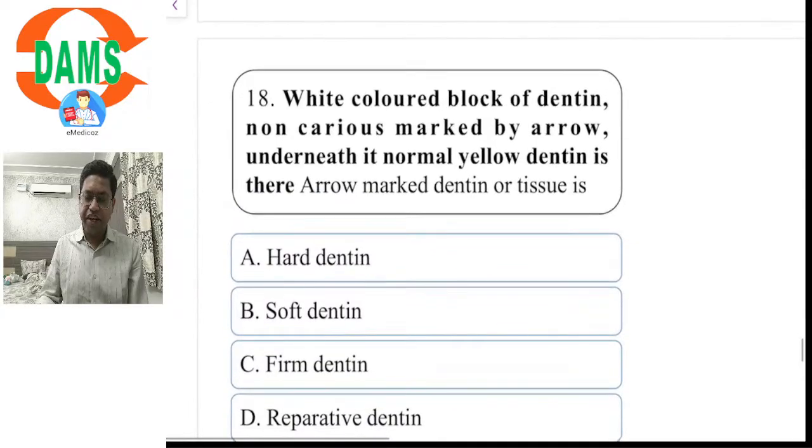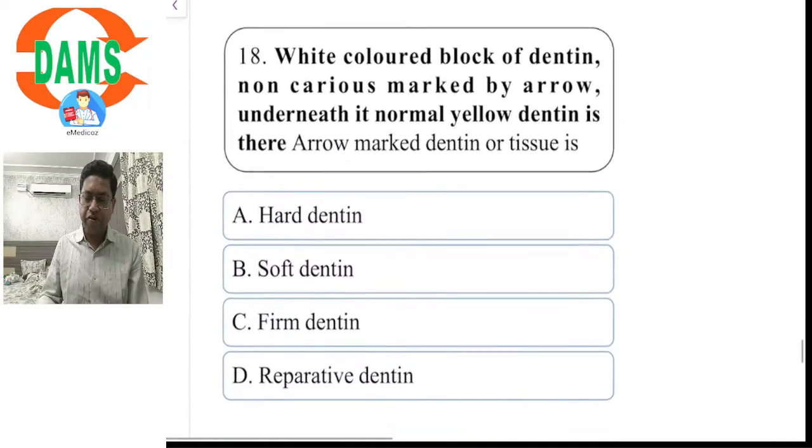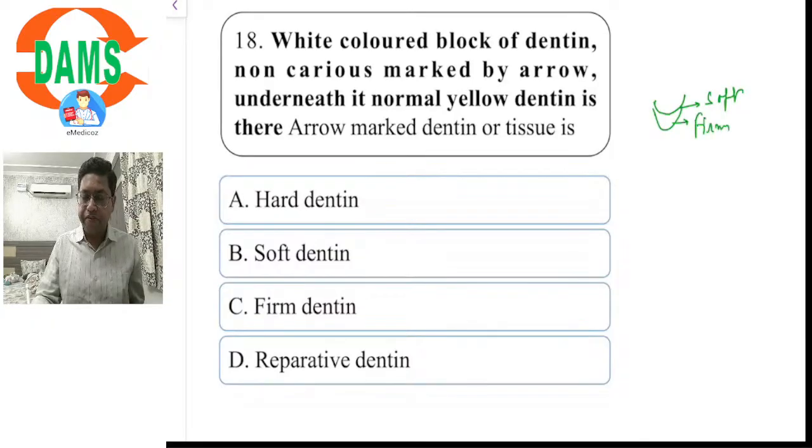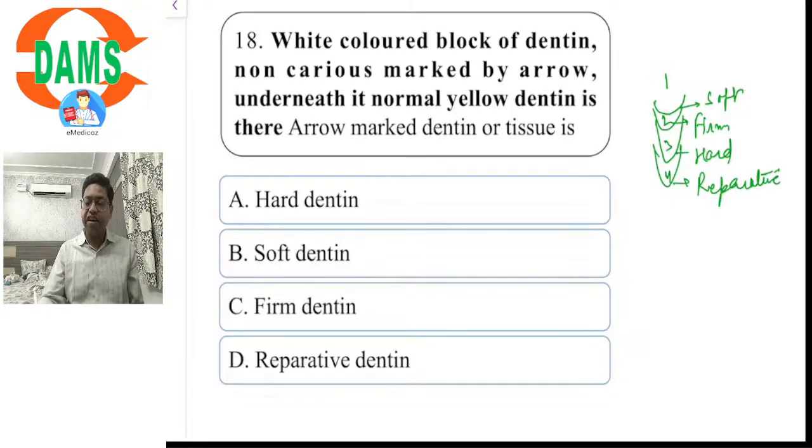White colored block of dentine, non-carious, marked by arrow, underneath its normal yellow dentine. The figure is missing from here, but if we talk about the zones of dentinal caries, then there is the soft, then there is a firm, then there is hard, and there is finally reparative. 1, 2, 3, and 4 from outside to inside.